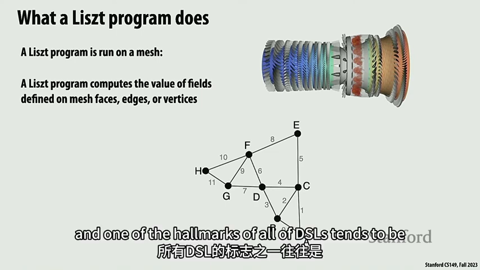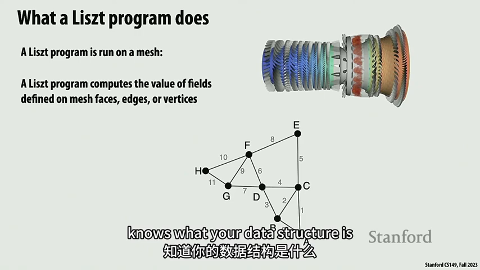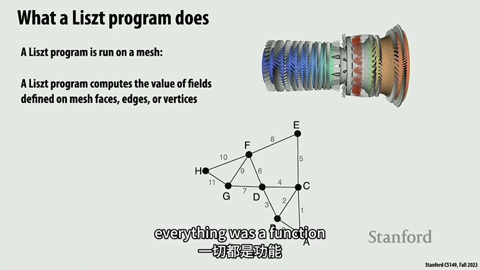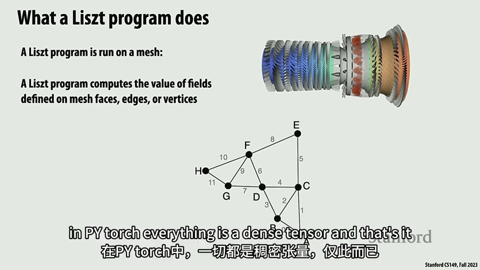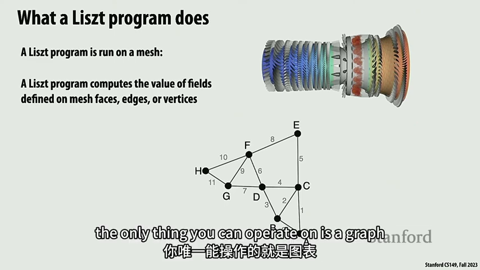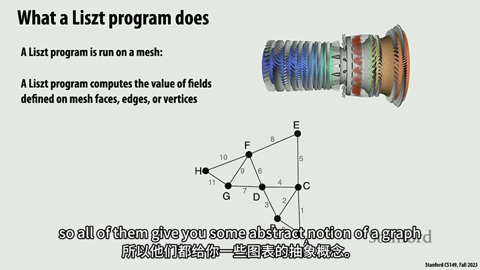Okay? And one of the hallmarks of all DSLs tends to be that the system or the compiler knows what your data structure is. So in Halide, everything was a function and the compiler handled the allocation. In PyTorch, everything is a dense tensor and that's it. In Lisztor any of these graph processing DSLs, the only thing you can operate on is a graph. Right?